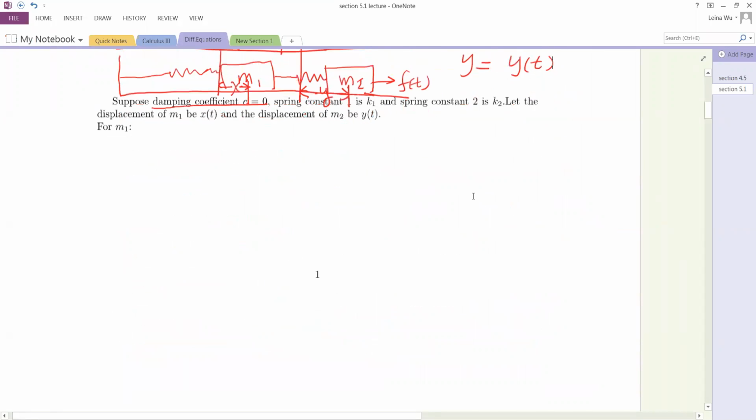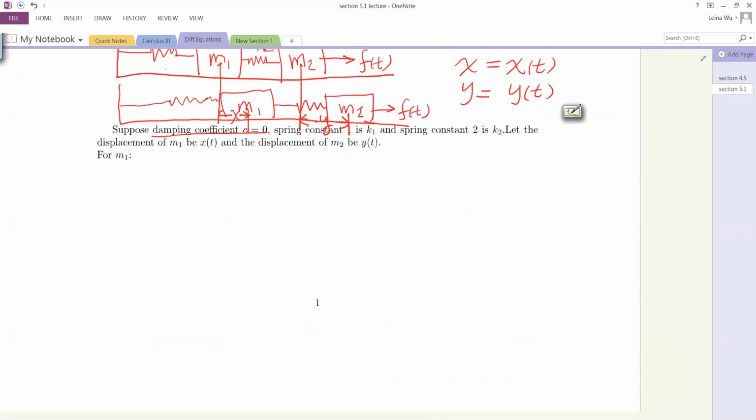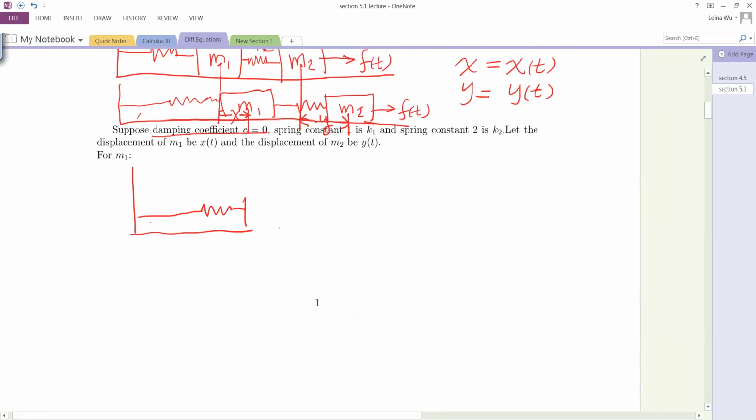Let's keep going. First of all, let's look at mass m1. So let's first look at m1 itself. m1 is connected basically to these two springs, so these two springs will give it force. It will be dragged by spring number 2, trying to pull it to the right. It will also be dragged by spring number 1, trying to pull it to the left.